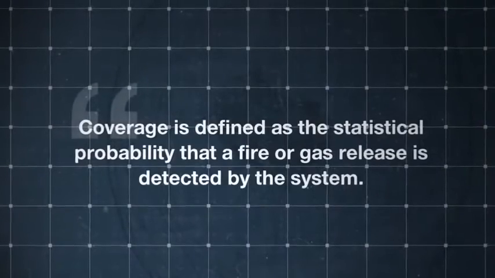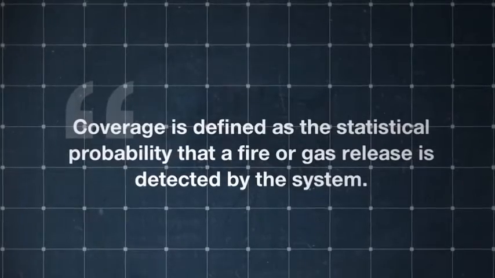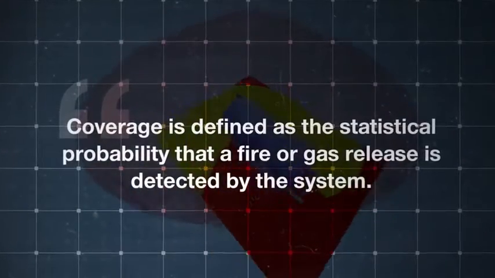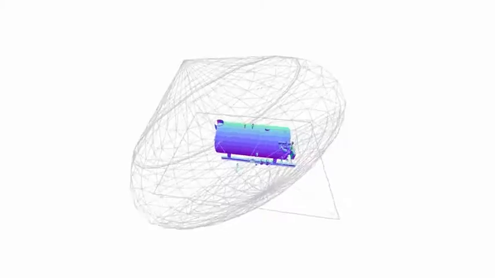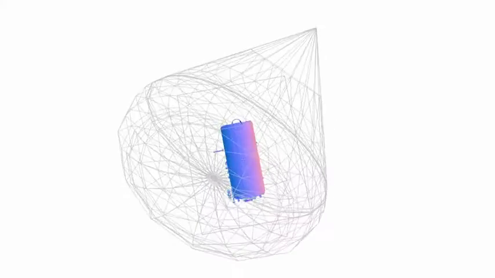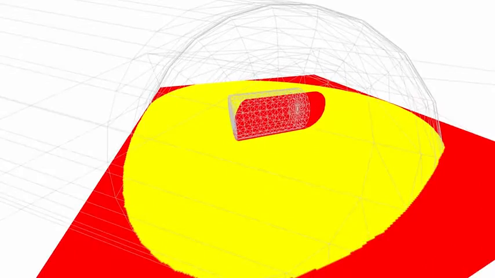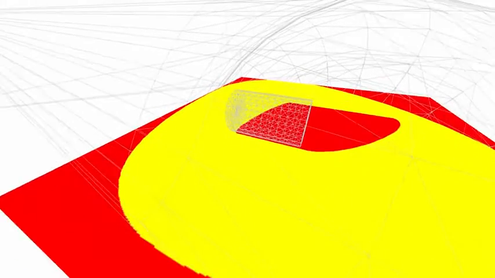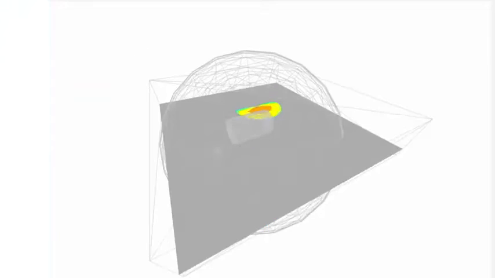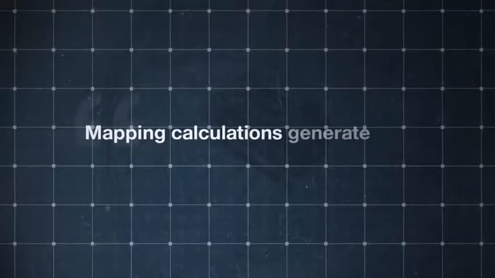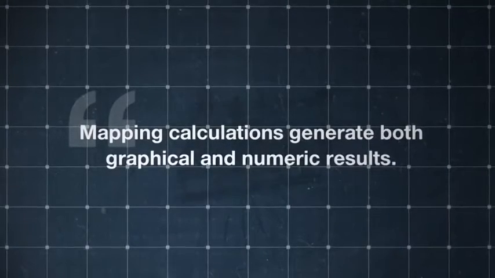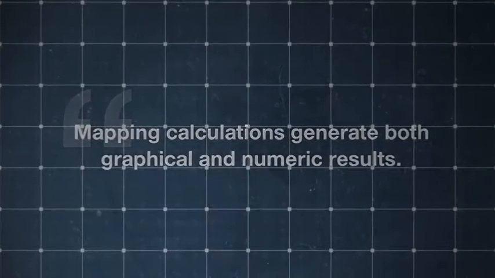Coverage is defined as the statistical probability that a fire or gas release is detected by the system. Calculating the coverage relies on sophisticated computer algorithms. A 3D model is used to analyze the impact of obstructions on the line of sight of detectors and to evaluate the relative locations of detectors and potential leak sources. Mapping calculations generate both graphical and numerical results and can be performed in one of two ways, geographically or scenario-based.